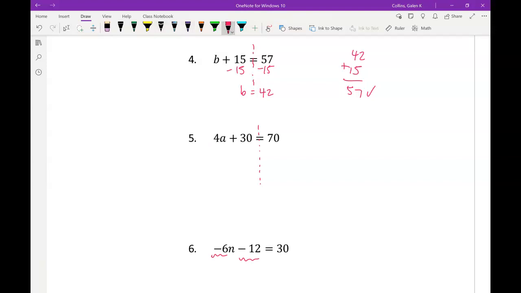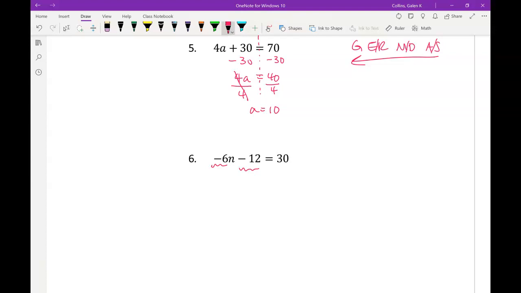So we said we want to go backwards from the order of operations. So I need to start undoing addition or subtraction first. Since I have addition of 30, I want to undo the addition of 30 first. So I get 4a equals, and 70 minus 30 is 40. Then I can undo the multiplication of 4 with the inverse operation, which is division. So when I divide 4a by 4, I just have a. 40 divided by 4 is 10. Final answer.